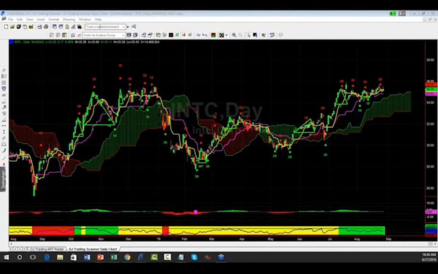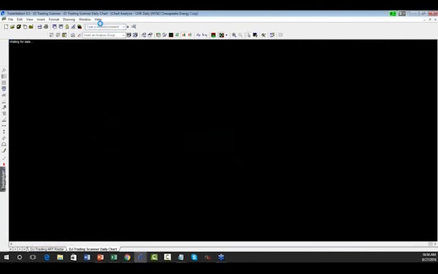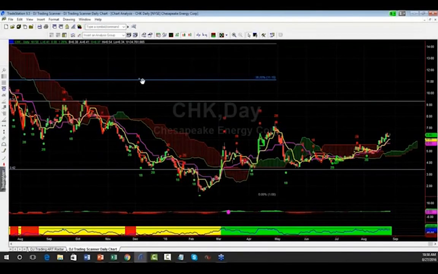So we've got a couple more symbols. CHK, I don't know what that one is, so this will be fun to see. Chesapeake Energy, okay. I have analyzed this before. Not surprisingly, this chart looks very similar to oil. Let's just look at oil.